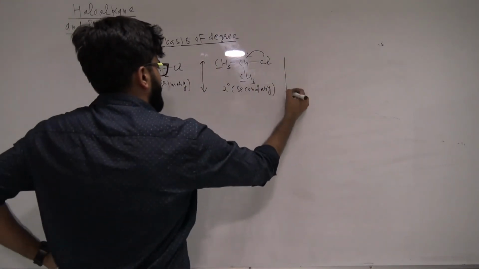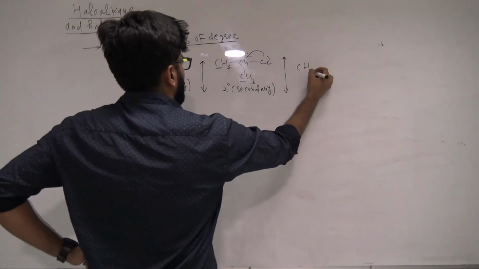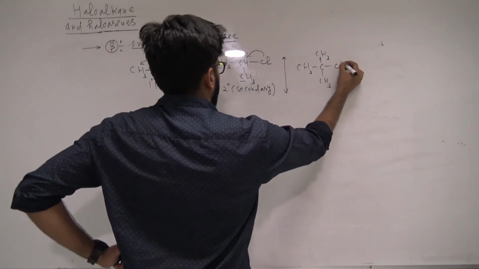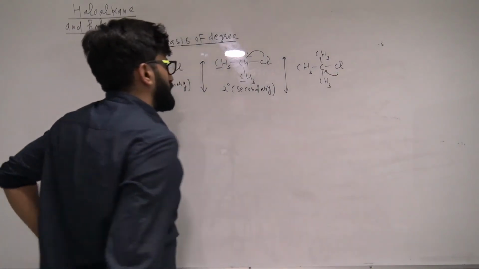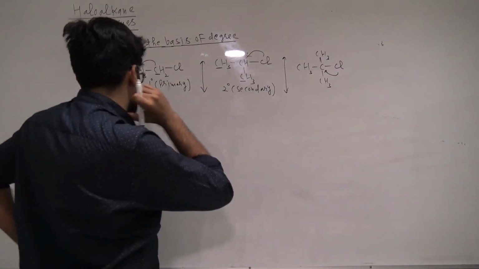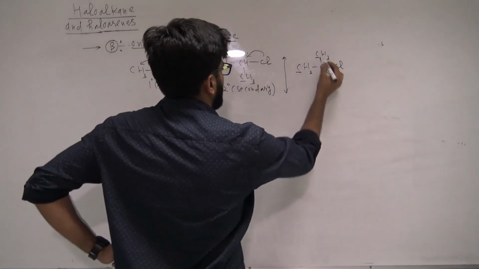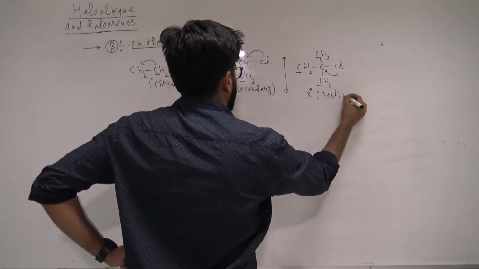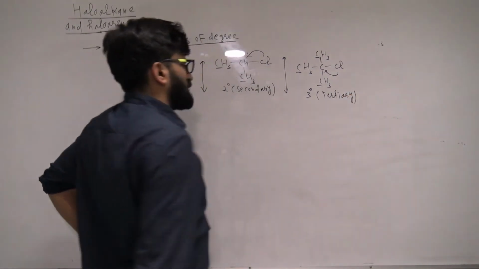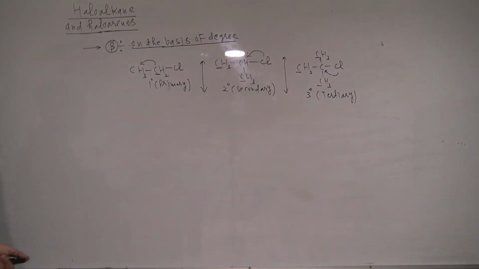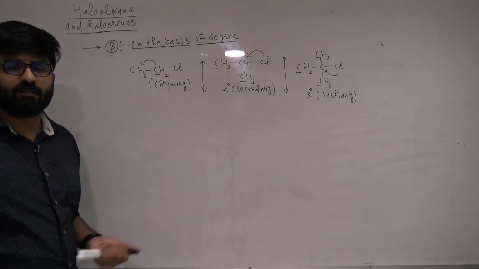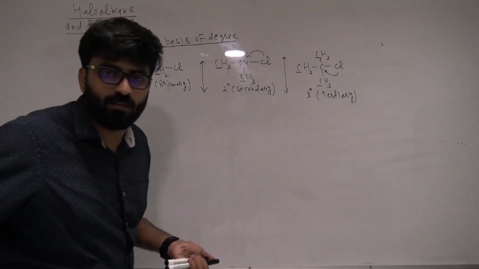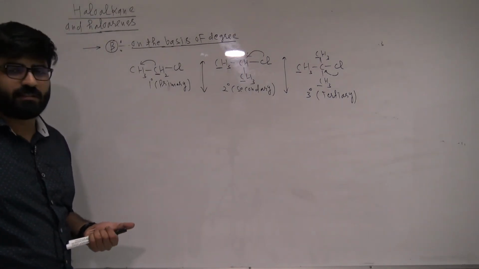Similarly, let's take an example of third degree. CH3, CH3, CH3, Cl. The carbon to which chlorine is attached is attached to 3 carbons, so it is 3 degree, or we also call it tertiary. This is very much a cakewalk for you to identify. As such, there is no need to remember any rule, but in the case of alkylic, allylic, vinylic, you should know the rules in order to avoid confusion.